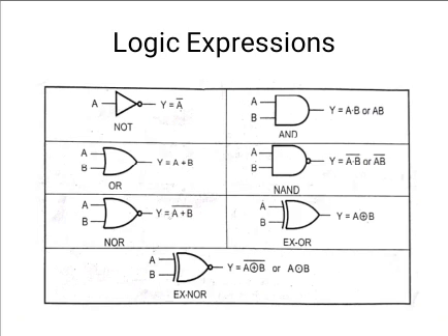Next is the NAND gate. The Boolean expression for the NAND gate function is Y equals (A into B) complement. That means A and B are the inputs. A and B are first ANDed, and then it is complemented. That means A and B are ANDed, meaning A into B, and then it is complemented. That means (AB) complement.